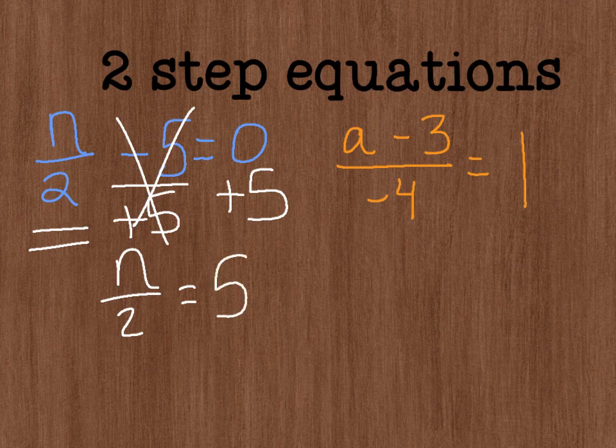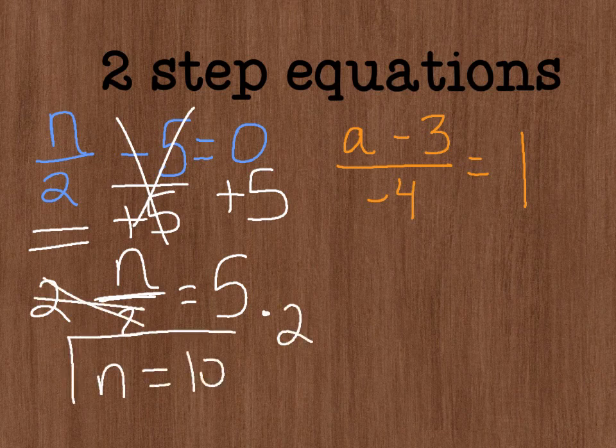Now I can look, the opposite of dividing by 2, since that's not done yet, is going to be multiplying by 2. Multiply by 2 on the other side. Those will cancel out, so n is left by itself. 5 times 2 is 10. n equals 10 is my answer.